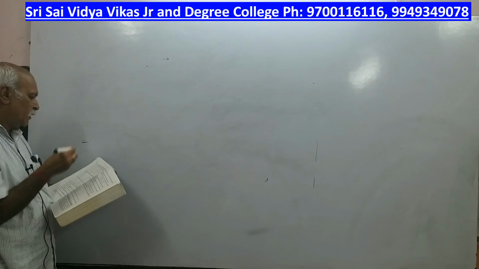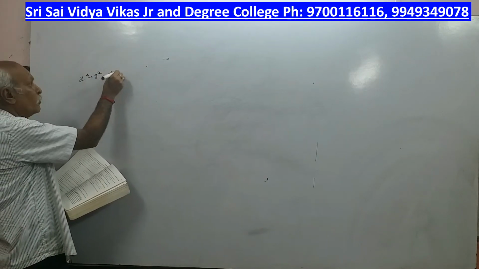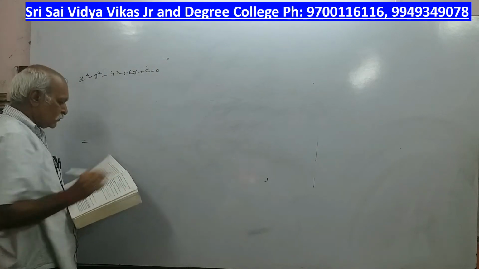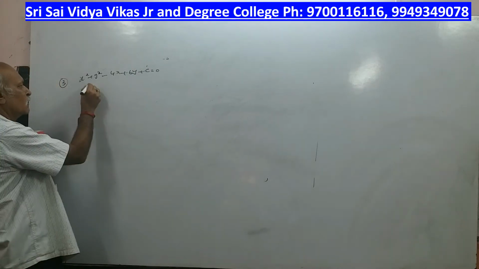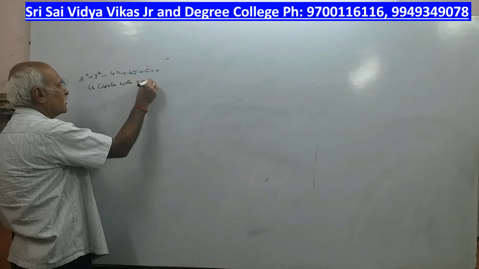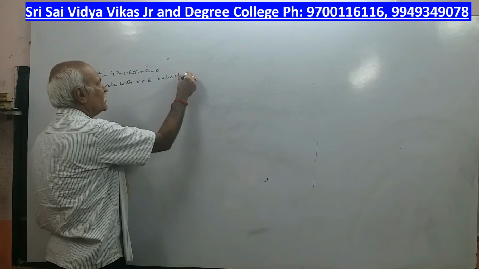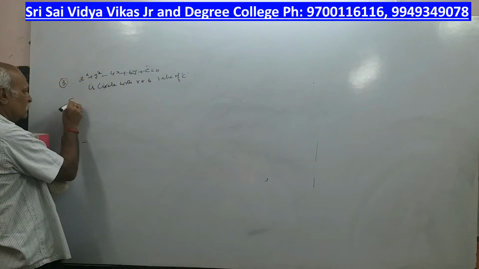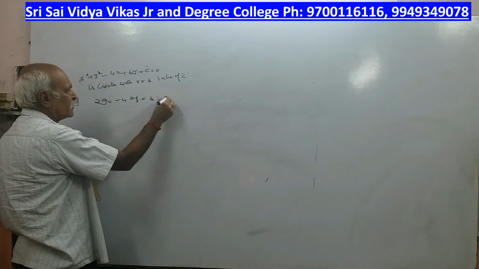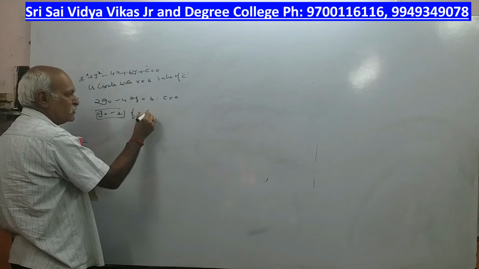Next, if x square plus y square minus 4x plus 6y plus c is equal to 0 is a circle with radius 6, find value of C. Again, what is the 2g? Minus 4. 2f is 6. C is C. What is g value? Minus 2. What is f value? 3.